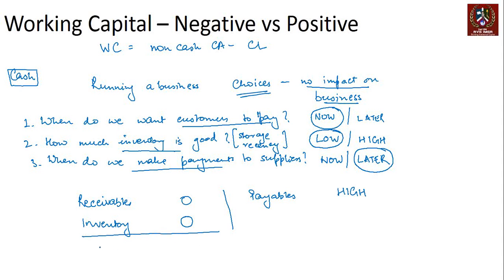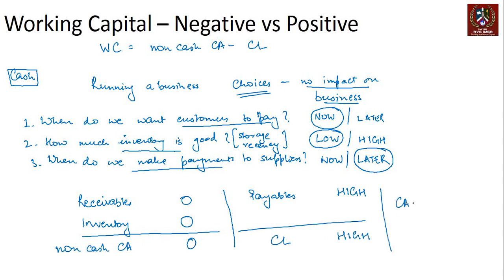Which basically means we are saying that my non-cash current assets, I want them to be zero, and my current liabilities, I want them to be high. By definition, if I do CA minus CL on this, that would turn out to be negative, right? So if we are running a business, which is what we are doing, we have inherently arrived at a point where we want working capital to be negative, correct?